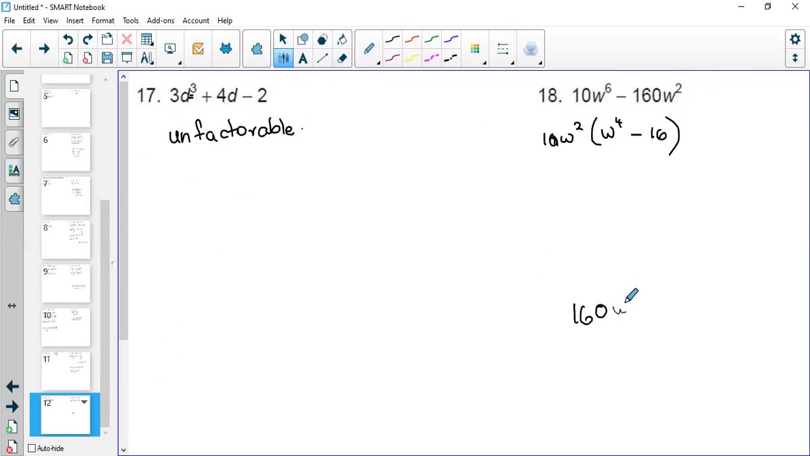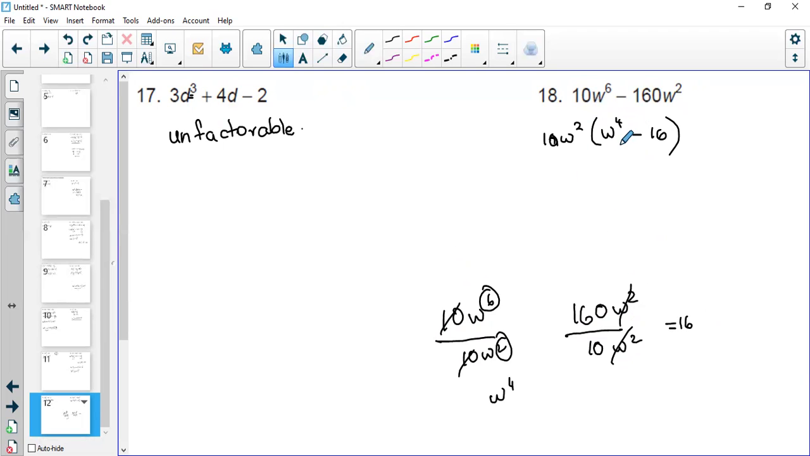You want to know how? It's like this. 160 divided by 10 is 16. Similarly, 10w to the power of 6 divided by 10w to the power of 2. The 10 gets cancelled, so w to the power of 6 divided by w to the power of 2 means you're going to subtract 2 from 6. So that leaves you with w to the power of 4.